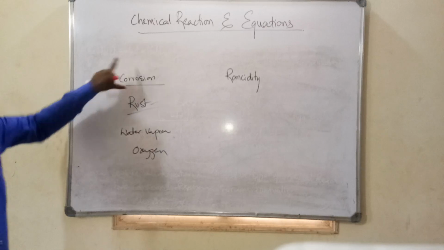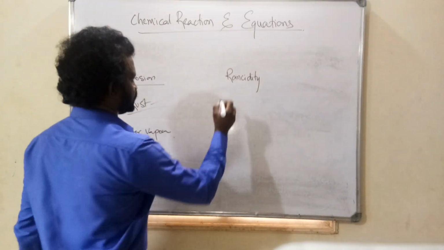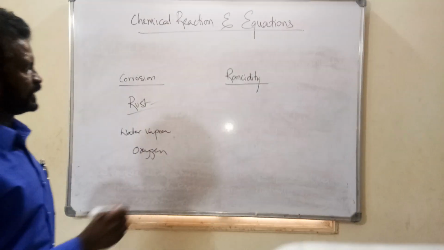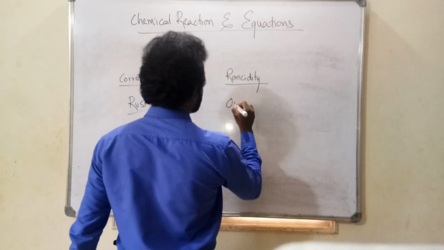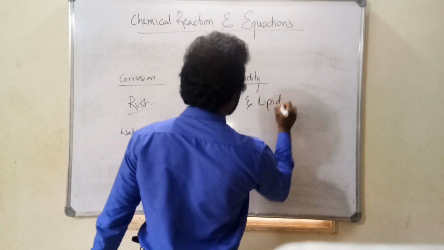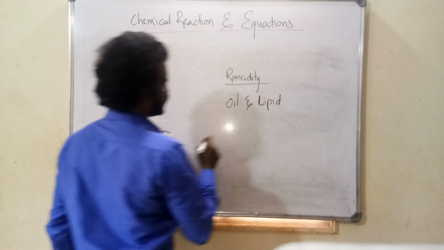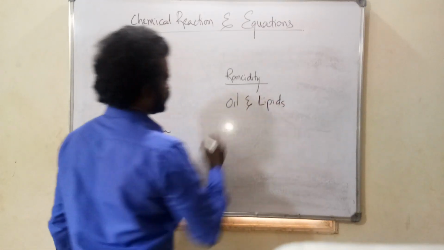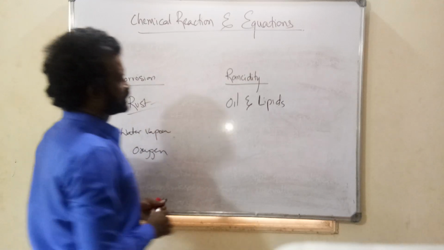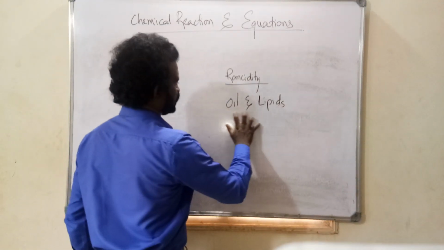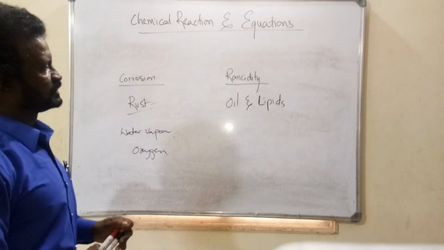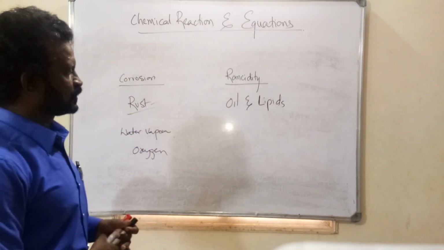So corrosion is happening. Now what is rancidity? Rancidity is nothing but oxidation taking place in oils and lipids. Oils and lipids get rancid. Here you can observe rancidity. That means even the oils and lipids get oxidized and become rancid. This is called rancidity.